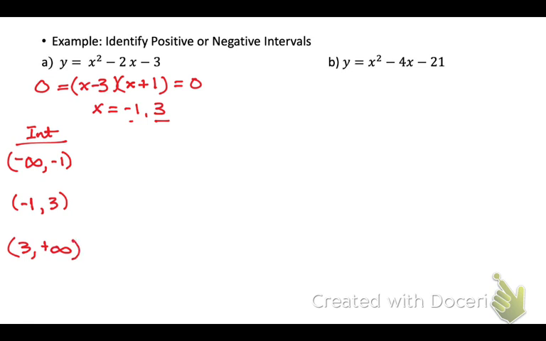Okay? I want to know when this is positive and when it is negative. So guess what I do? I just plug a point in that interval in, and I figure out what the sign is. Did you hear what I said? The sign. Did I say what the value was? Nope. I said the sign. If it's positive, the graph is positive. If it's negative, the graph is negative.